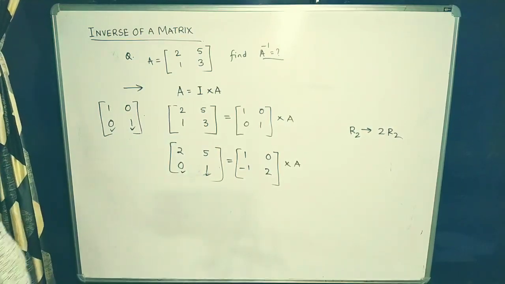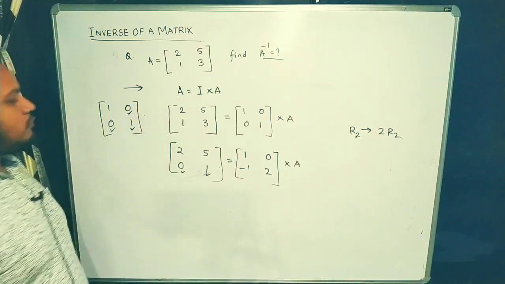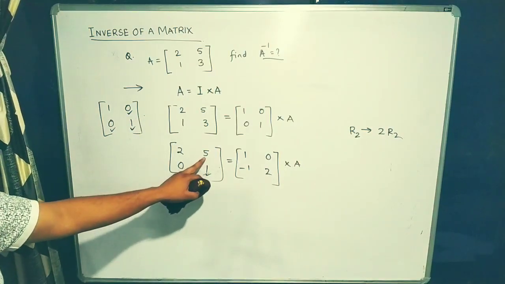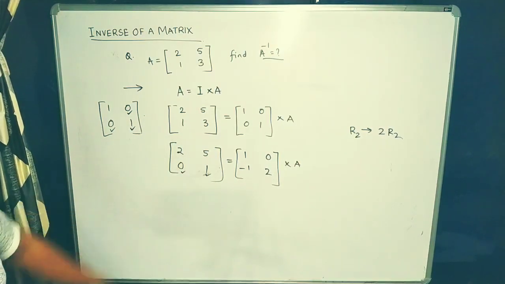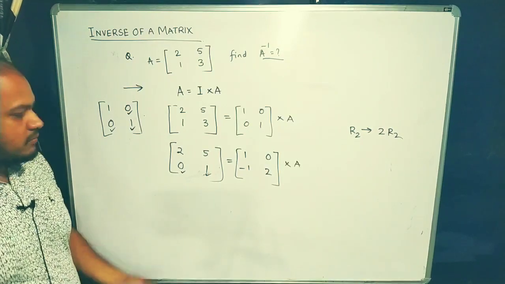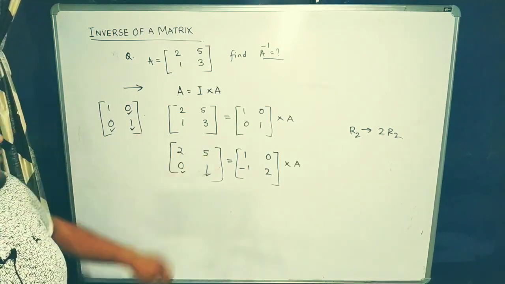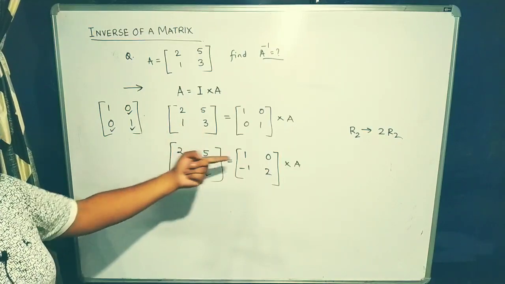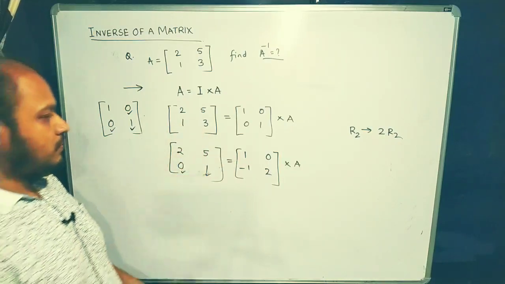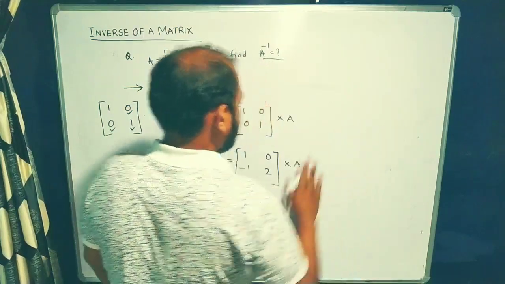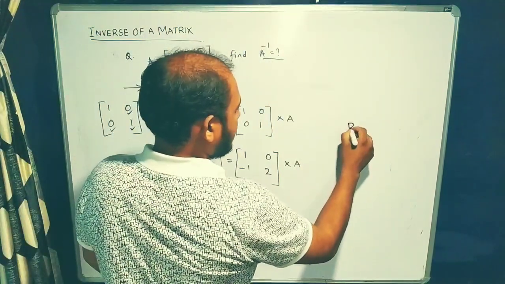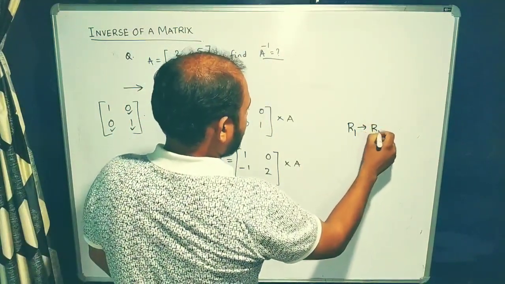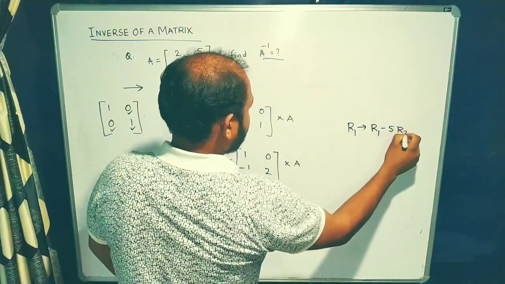The next element that we should target is this one. We have to make this element 0. So how can we achieve a 0 here? Think about it. Yes, by multiplying the second row with the number 5 and then subtracting it from the first row and putting the result in the first row, we get a 0 here. So the operation of choice this time would be R1 getting changed to R1 minus 5R2.